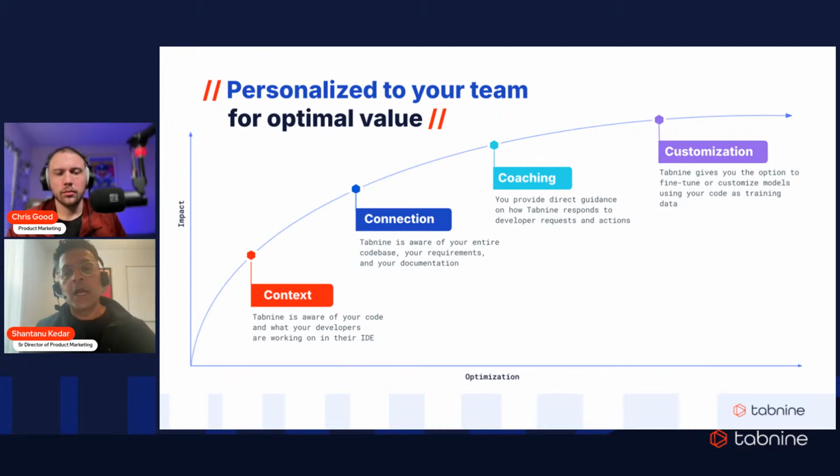And then lastly, we have customization. This is model fine tuning. This is where you can fine tune our model using your own code and your own data, and create a custom model and use it for interactions with Tabnine.